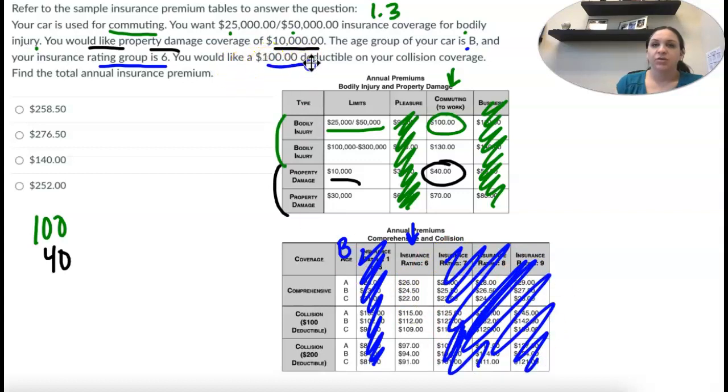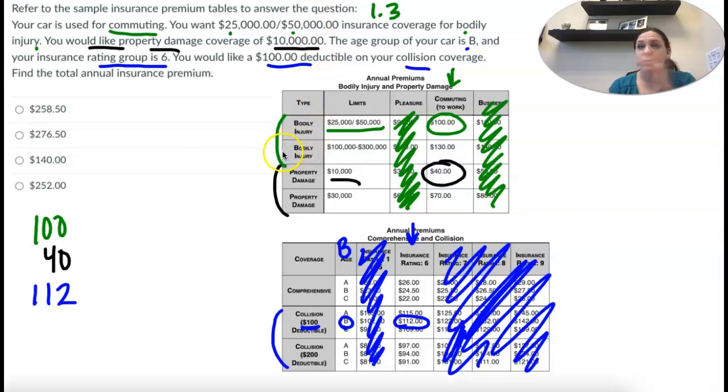You would like a $100 deductible on your collision coverage. So here's collision. We're going to pick $100, and remember we're group B, so it's the middle number. It's going to cost $112. And then don't forget, there's always 4 numbers when we do these insurance ones. You always have to do the comprehensive even though it's not listed up there. So comprehensive group B is $24.50.